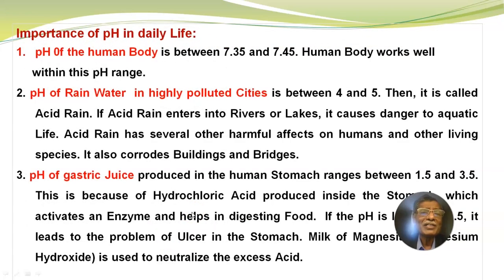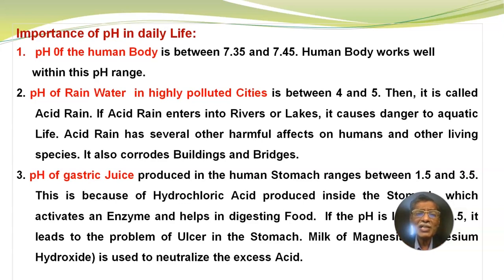Importance of pH in daily life, let us discuss now. Number 1, pH of the human body is between 7.35 and 7.45. Human body works well within this pH range. Number 2, pH of rainwater of highly polluted cities is between 4 and 5. Then it is called acid rain.